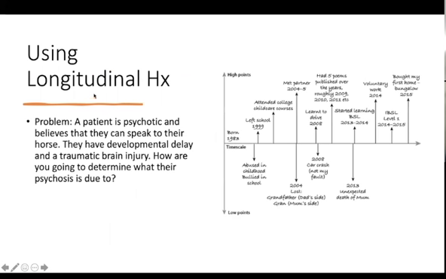Another thing we can do to differentiate is using longitudinal history. So let's say they're doing drugs. Great. Well, not great. But let's say they're doing drugs and they're psychotic. Well, now they really could still have schizophrenia, right? They could have schizophrenia. How do I know that it's not the drugs? Well, there's 2 ways, and it's by looking at them over time.